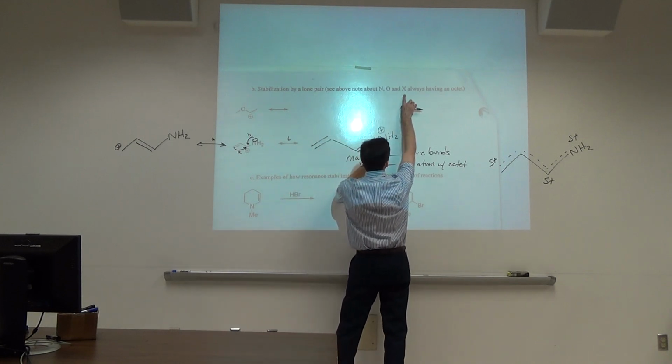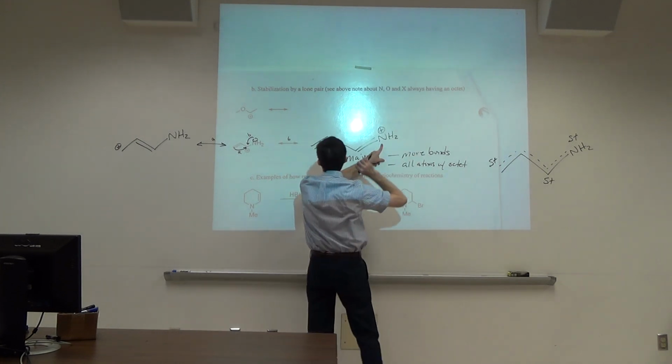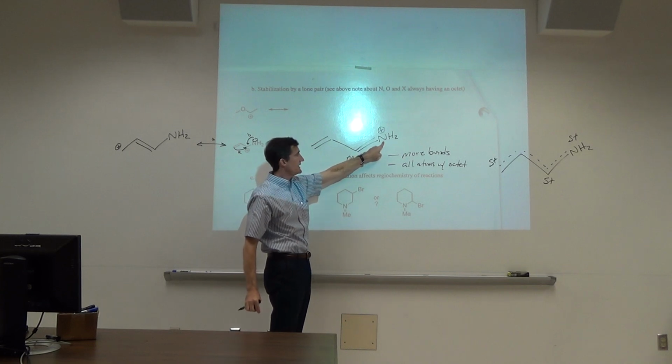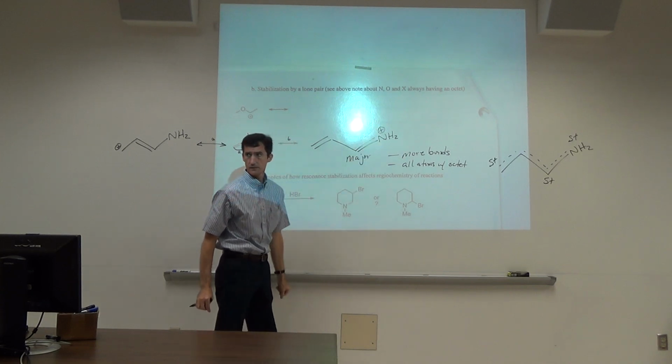N, O, and X, X being halogen, always must have an octet. It has an octet. If it has an octet, it doesn't mind becoming plus.